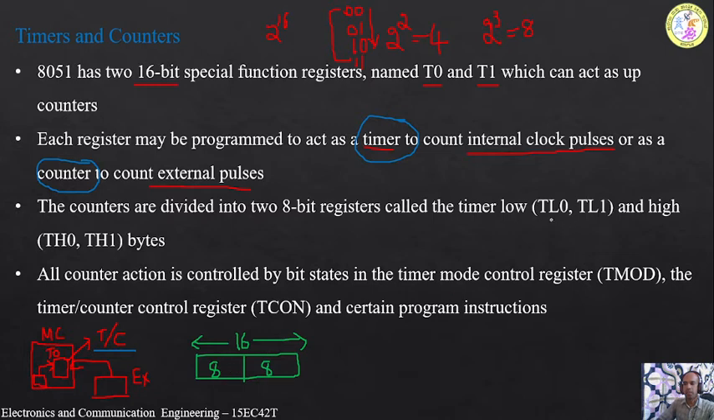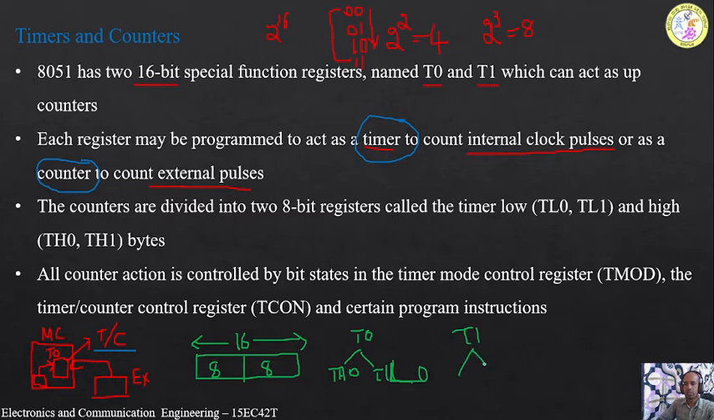And these are called separately TL0, TL1 or TH0 and TH1. It means that, suppose you are having timer 0. Timer 0 is a 16-bit register. Now this can be divided into two separate 8-bit registers. I will call this timer high, TH0, and this is TL0, timer low 0.